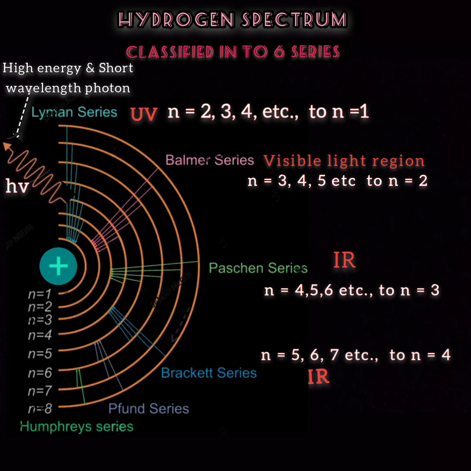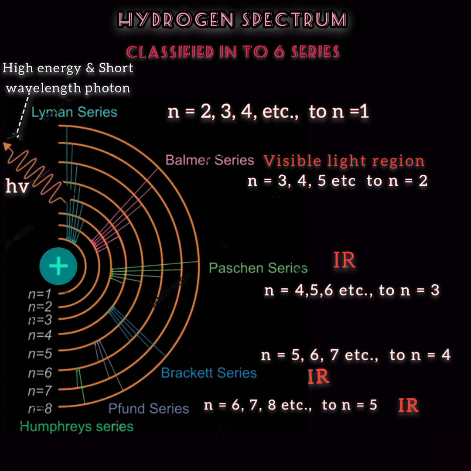The fifth series is the Pfund series. In this series, electron transition takes place from higher energy states n equal to 6, 7, 8, 9 etc. to n equal to 5 energy state. All the wavelengths of the Pfund series fall in the IR region of the electromagnetic spectrum.